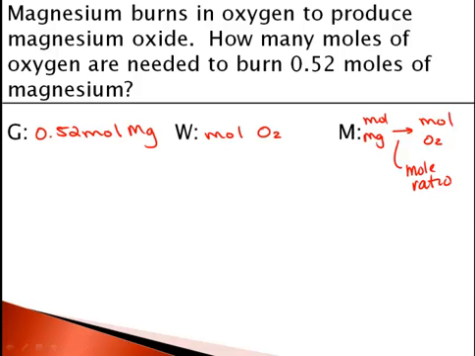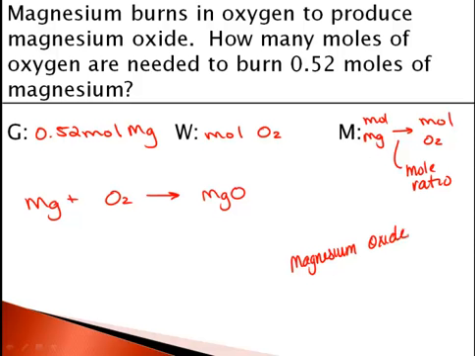So, in order to use our mole ratio, we're going to need our balanced equation. So, magnesium reacts with oxygen to produce magnesium oxide. Remember, for magnesium oxide, magnesium is a +2, oxide is a -2. So we crisscross, drop our signs, and reduce, and we have MgO.